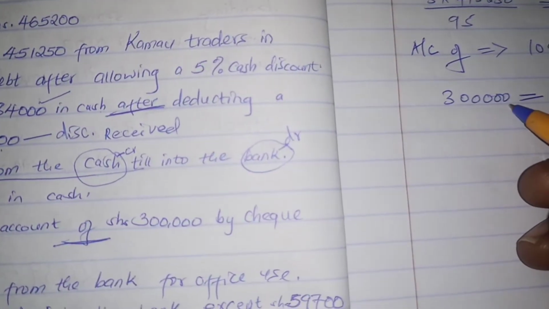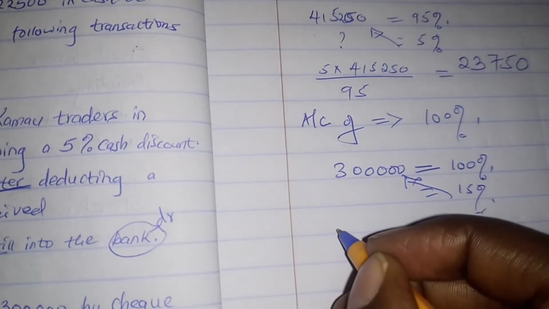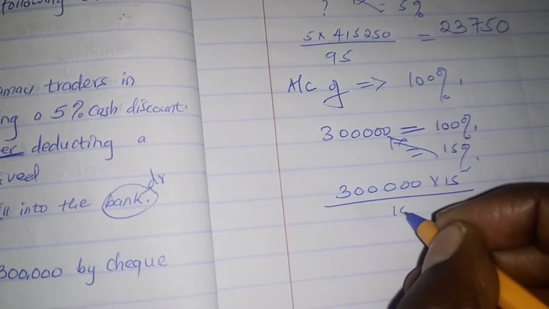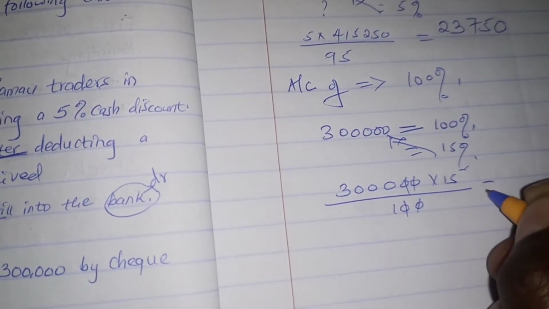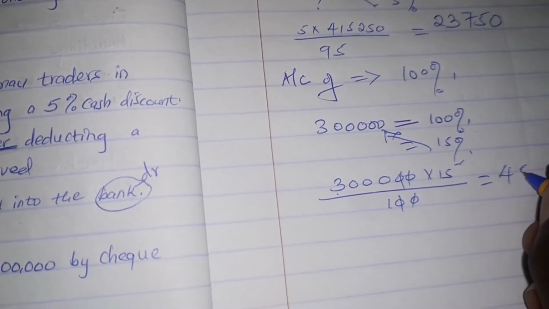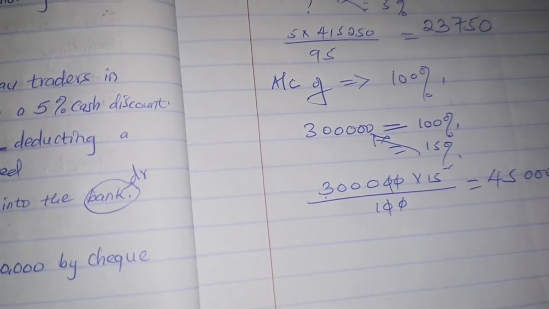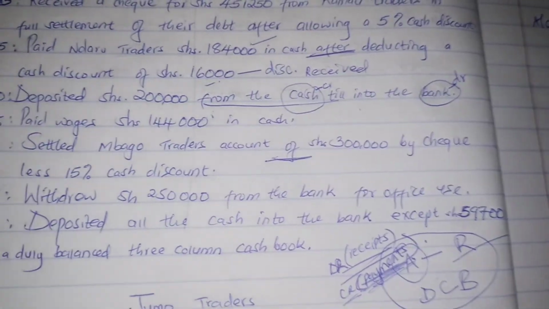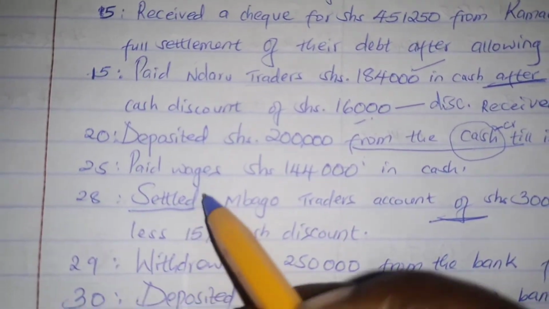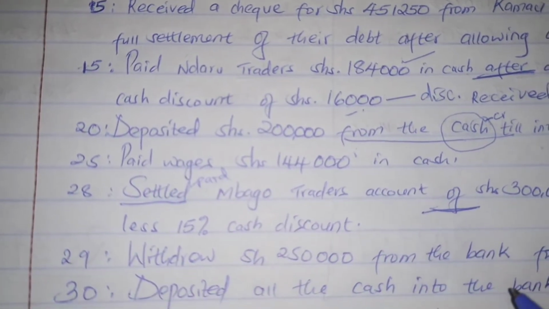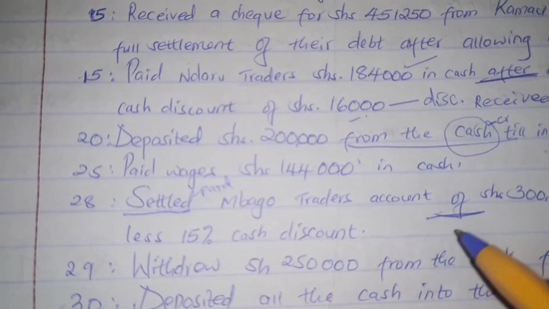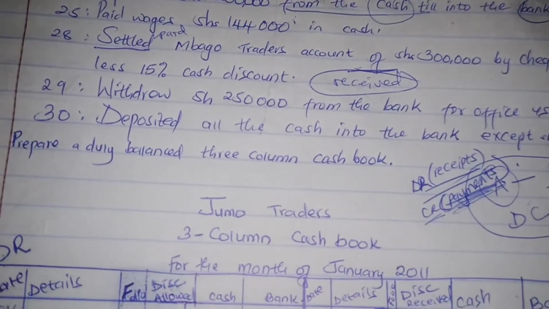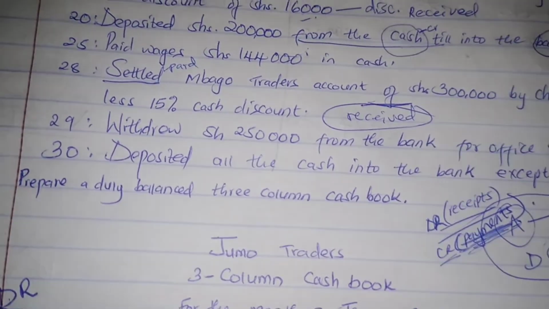Therefore, what would be our 15%? So we cross multiply that to have 300,000 times 15% and divide by 100. And learners, 3 times 15 is 45. So this gives us 45,000. So our discount here is amounting to 45,000. Settled means paid. So this is a payment, and therefore this discount is a received one. A received discount from the creditor who was known as Mbogo Traders.